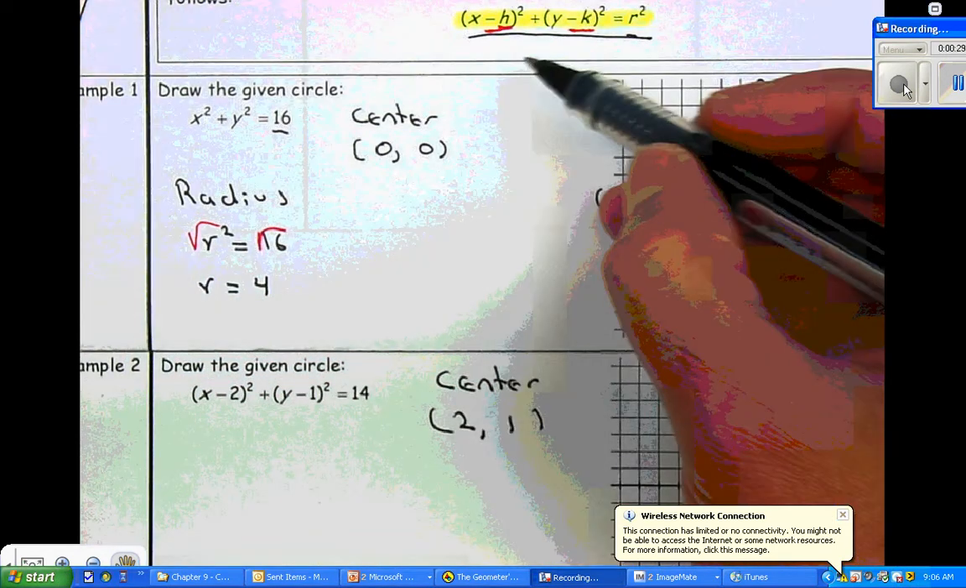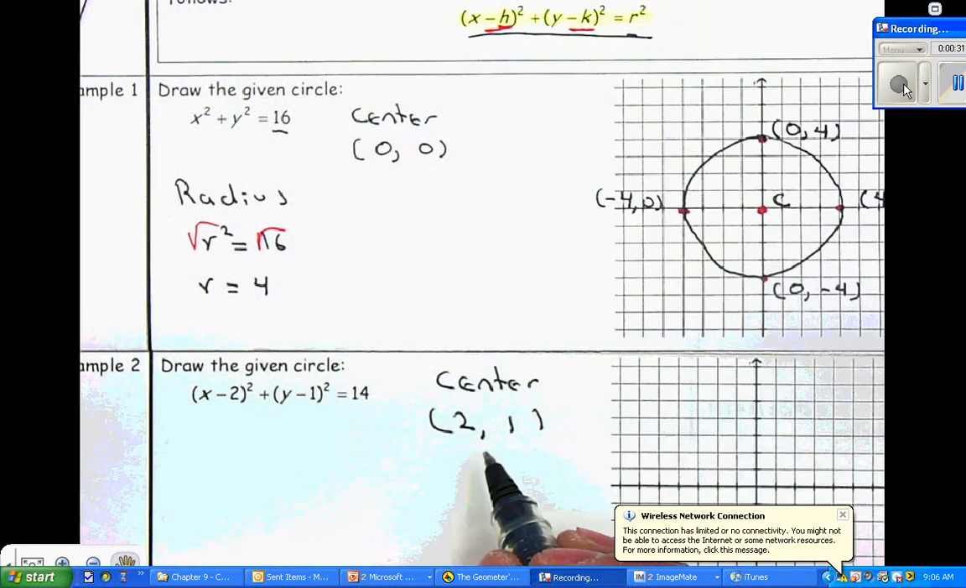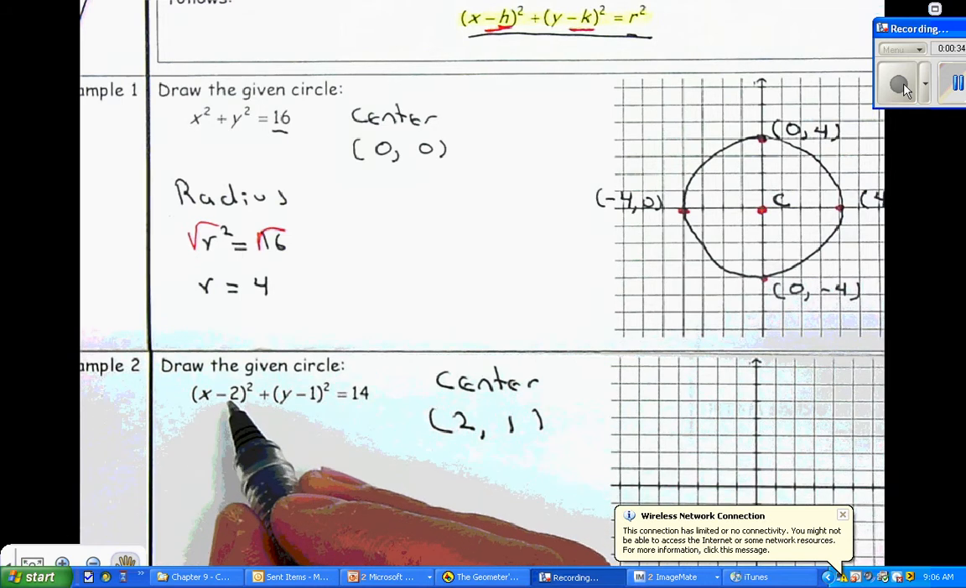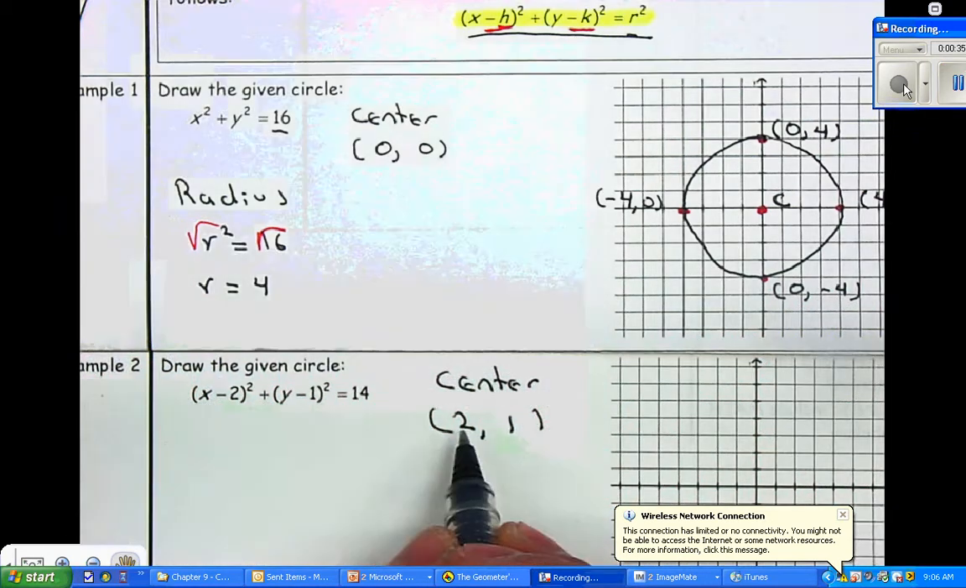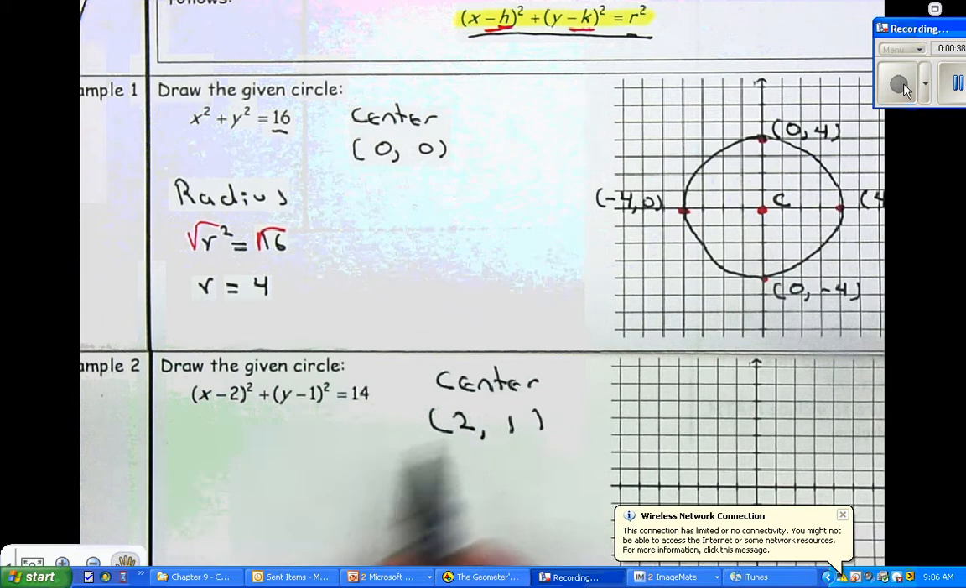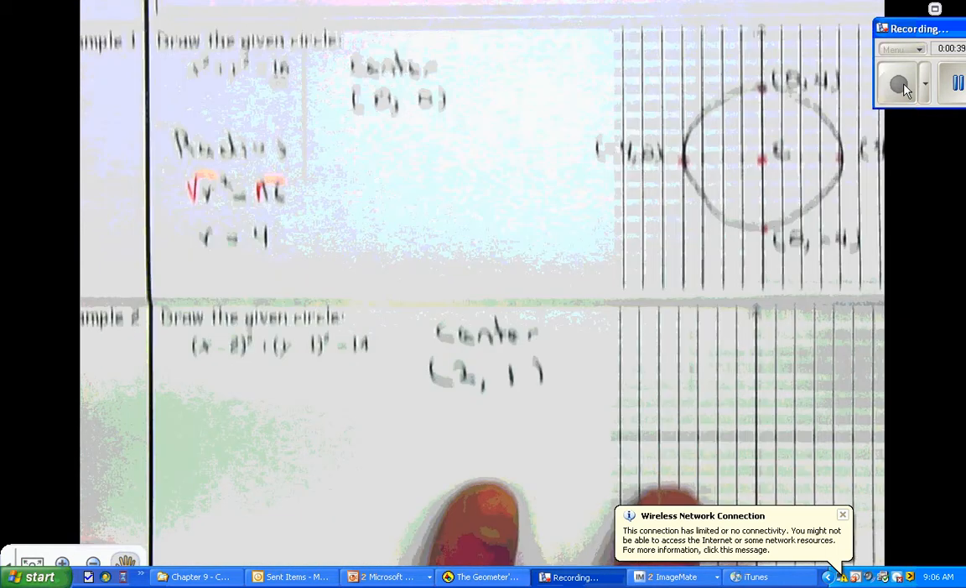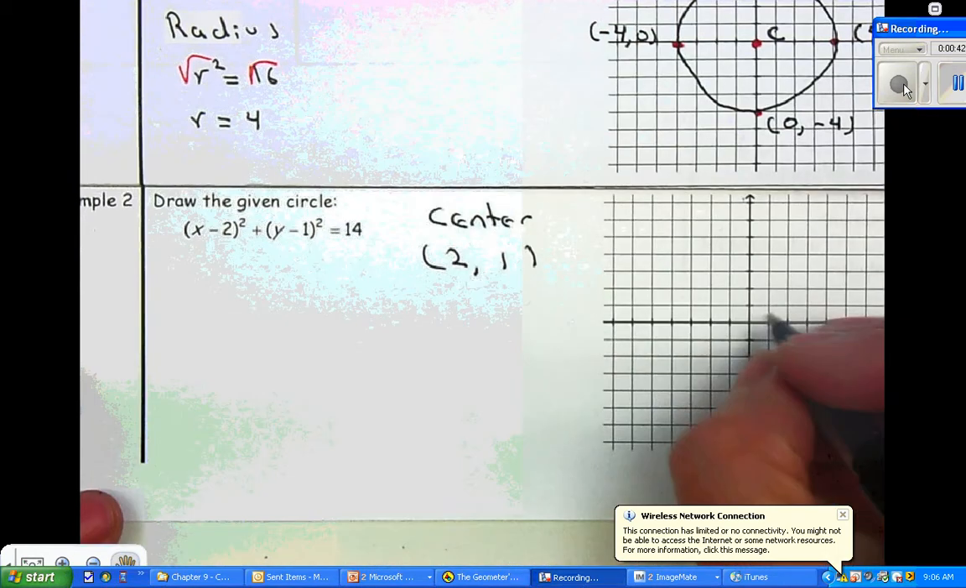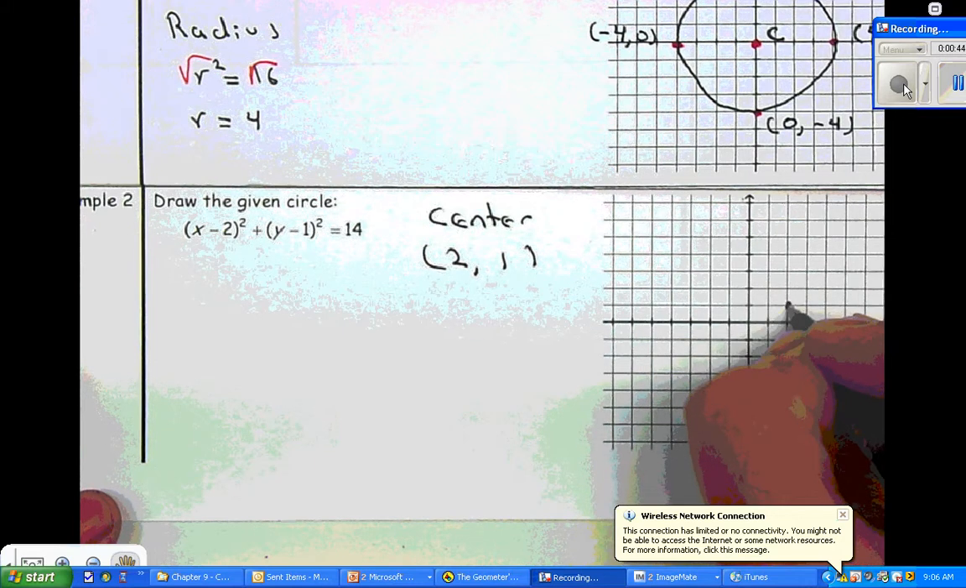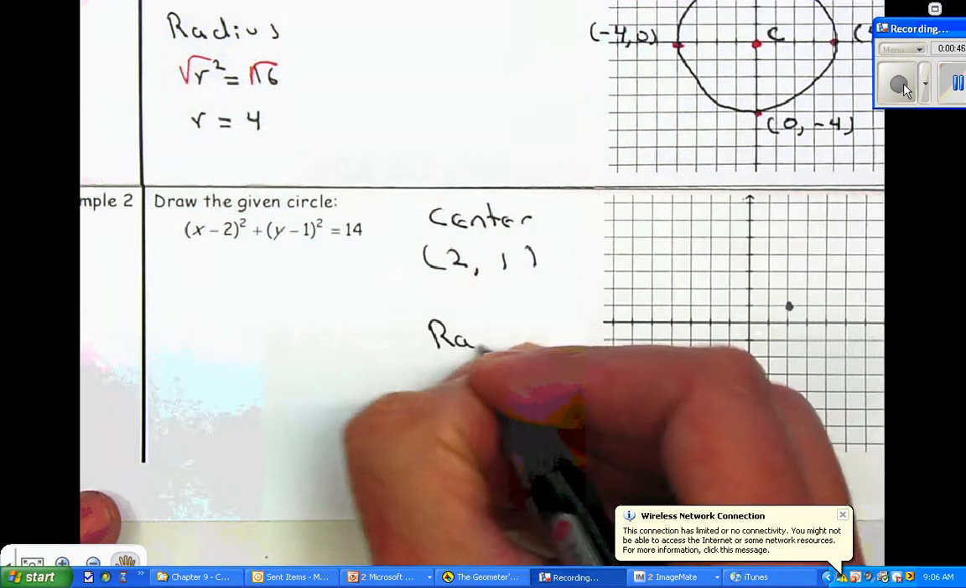Since the formula says negative h, that means the h is going to be the opposite of the given. So this is going to be a 2, and this is going to be a positive 1. So we locate our center, which is 2, comma 1. Now we need to be able to find our radius.